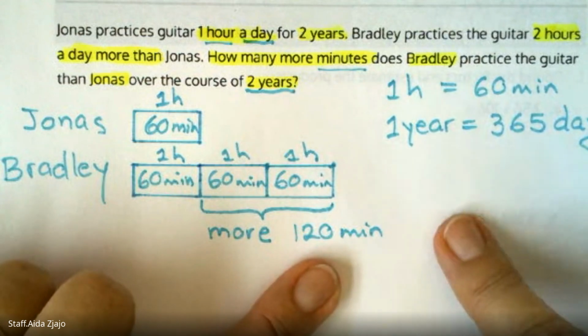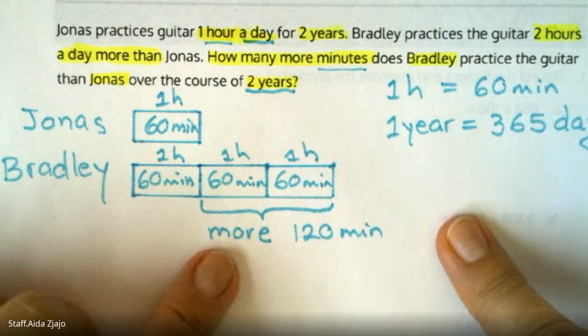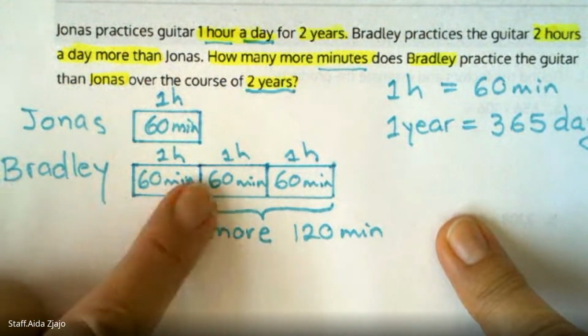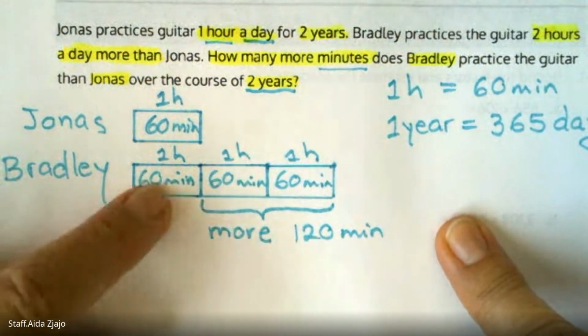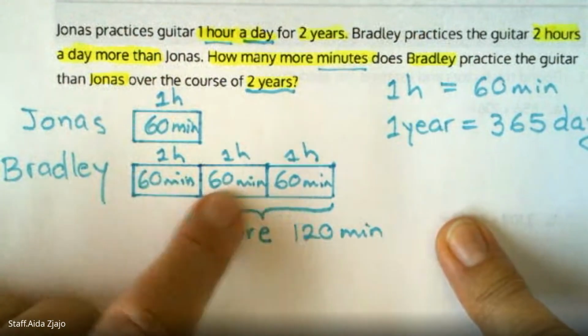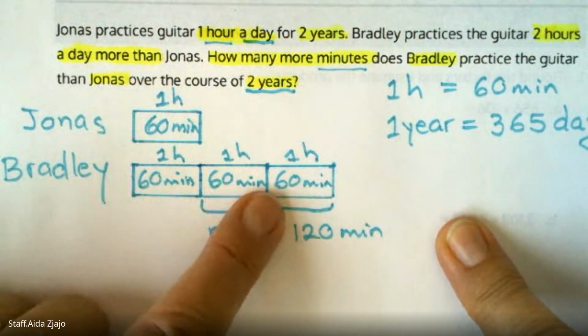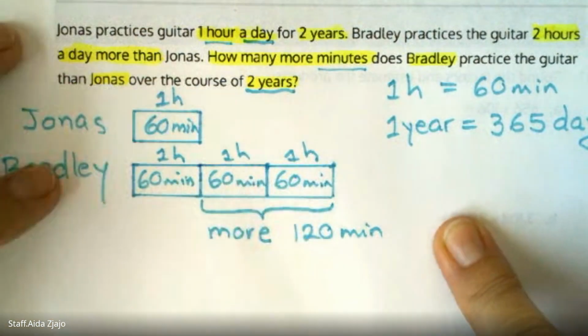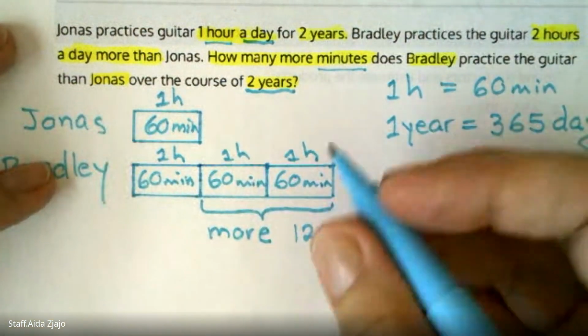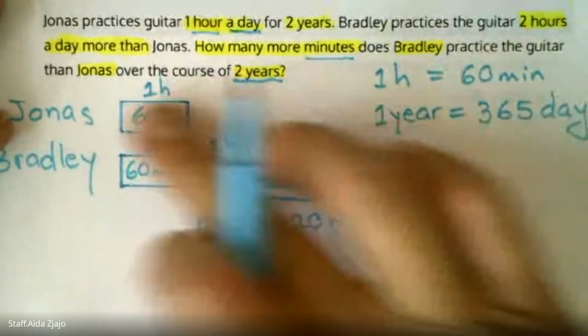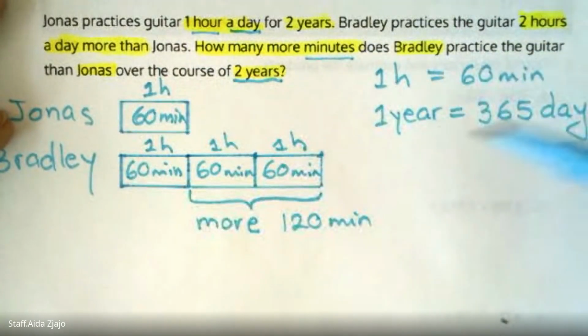If we know exactly how much Bradley did, we need to consider 3 times 6 is 18, but that's 180 minutes. So he really did 180 minutes, but that is not in the question, so we don't need to worry about that.